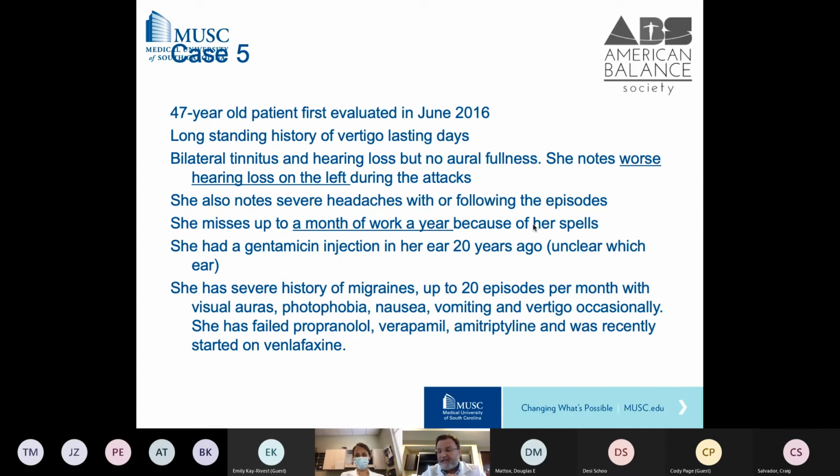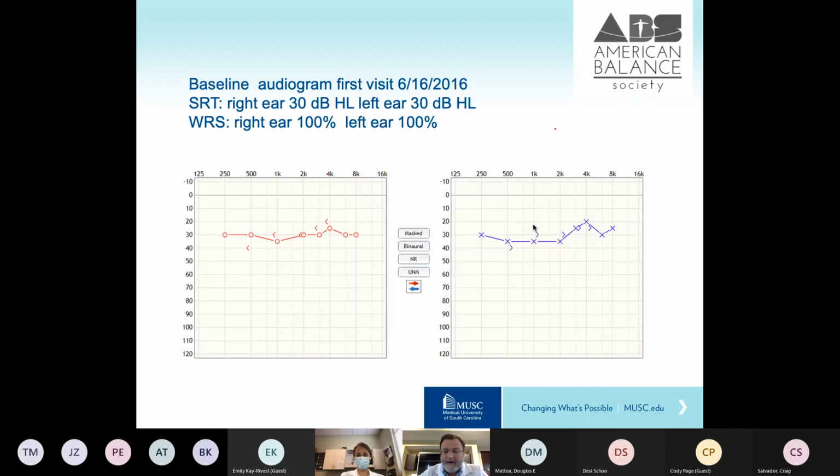She had a gentamicin injection, or so she says, in her ear 20 years ago, and it's unclear which ear. She has a severe history of migraines, up to 20 episodes per month with visual auras, photophobia, nausea, vomiting, and occasionally vertigo. She has failed propranolol, verapamil, amitriptyline, and a recent trial of venlafaxine. That was her audiogram on the initial visit. She did have this mild hearing loss in the low frequencies bilaterally.